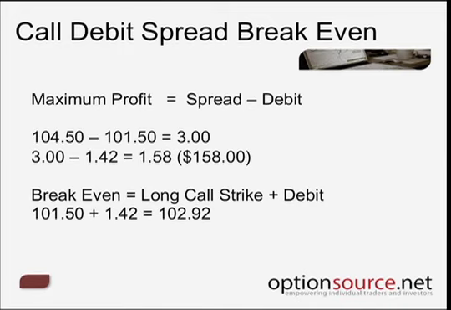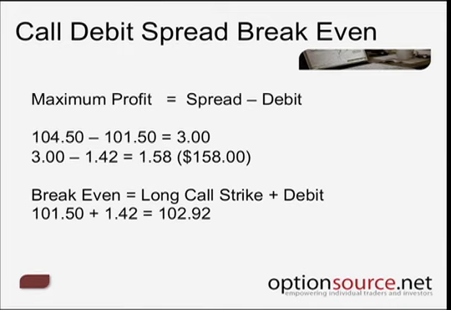Subtract 101.5, which is our long call, and we get, in fact, a spread differential of 3 points. We take 3 points minus our cost, which is $1.42, and we get a maximum profit potential of $1.58.